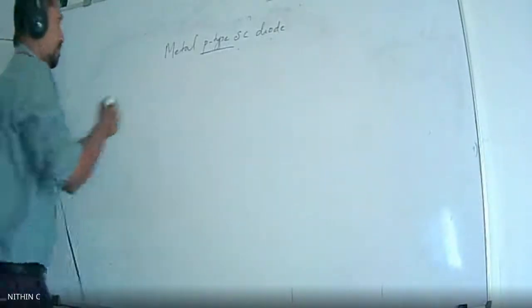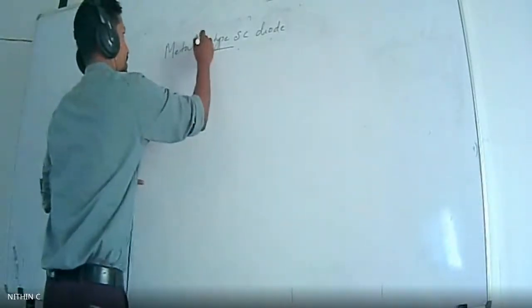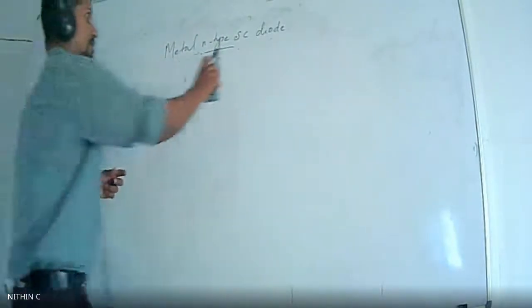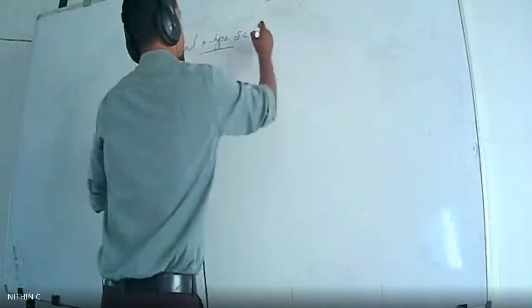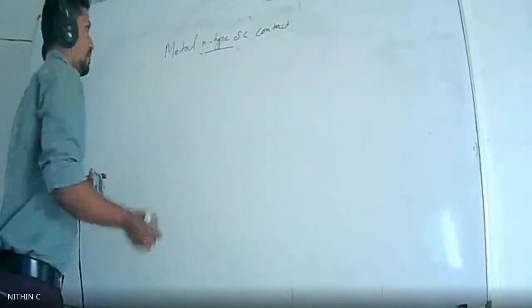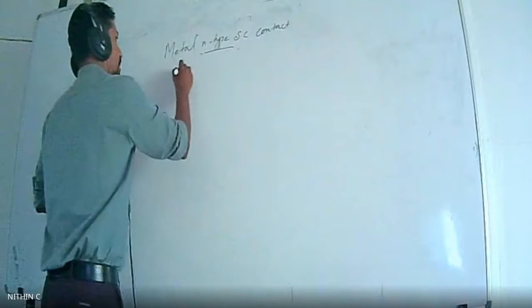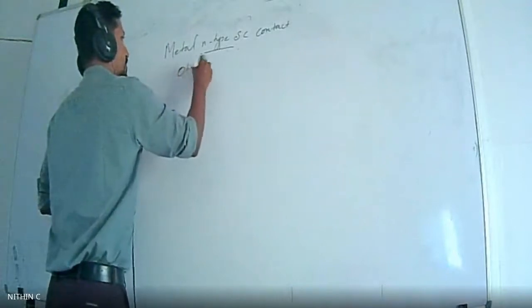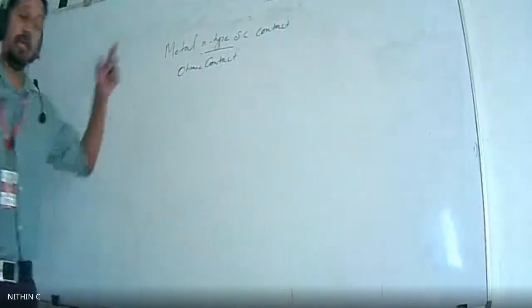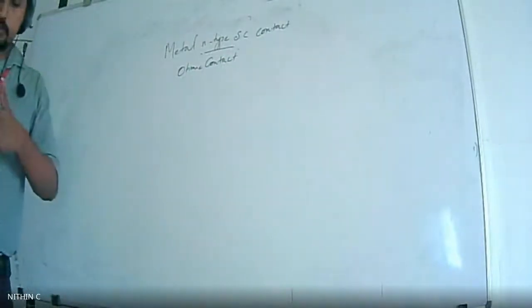When we say ohmic contact, I'm going to deal with metal N-type semiconductor contact. Metal N-type semiconductor contact. And the condition that I will take is I need ohmic contact. What should be the condition? Anusri, I need ohmic contact in metal N-type semiconductor. What should be the condition? Phi m less than phi s.